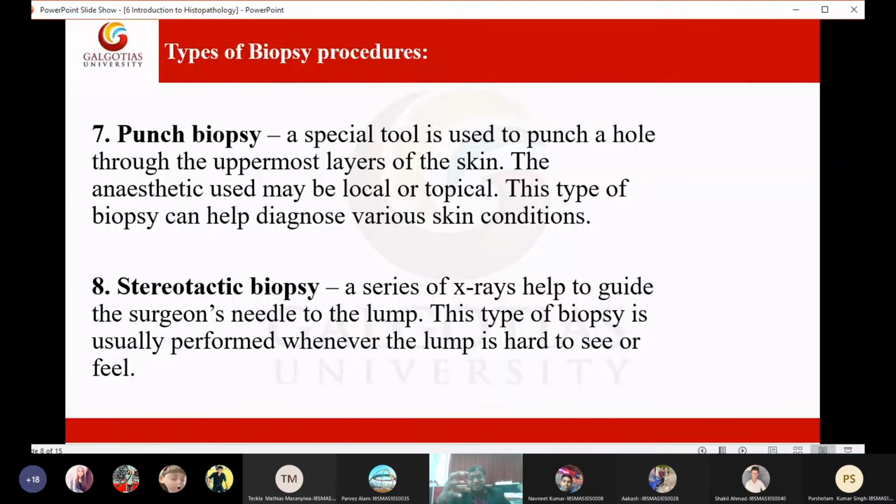Why? Because the tissue should be hard, and also X-rays detect bones and soft tissue as well as metal parts. When the needle is inside, it will be visible on the monitor. You can identify the exact location of the needle, whether it has reached the particular infected area or tumor or not, by the X-rays.